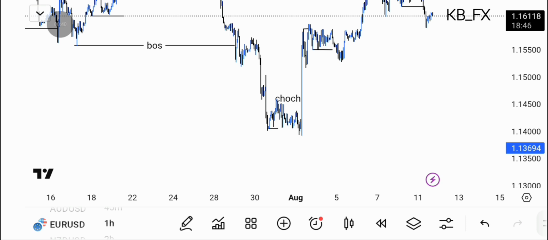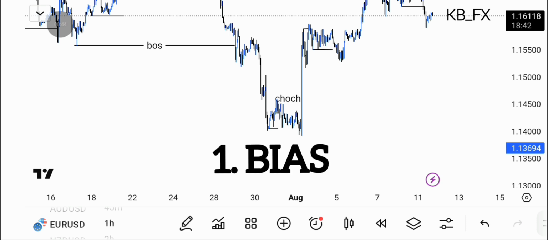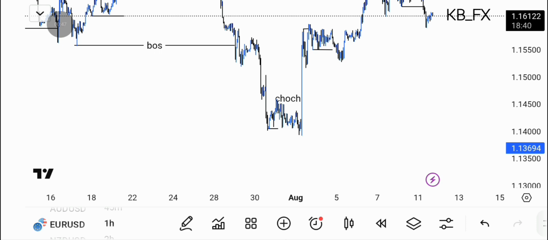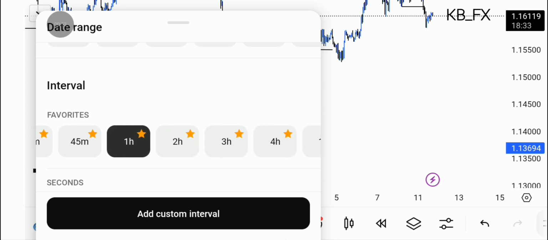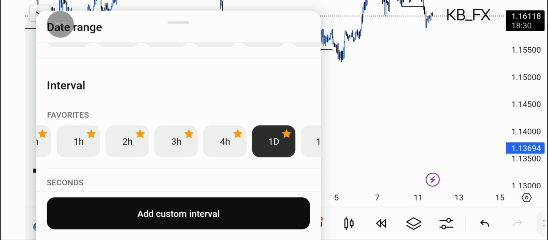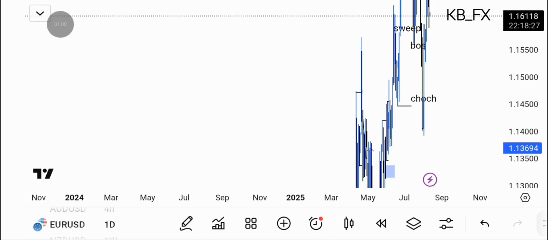Once I go to the chart, the first thing I start from is the higher time frame, to know what the higher time frame is saying. Then I start from the D1, which is the daily time frame. That's my first time frame. Then I will break it down to the lowest time frame.